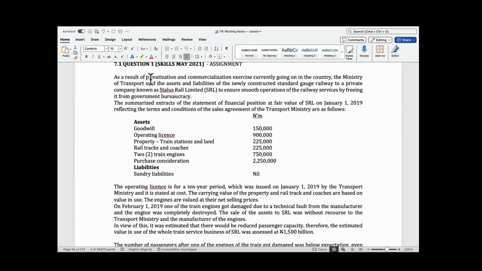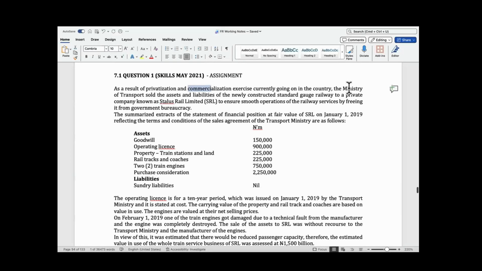So because the government is trying to privatize and commercialize some sectors in the country, the Ministry of Transport sold the assets and liabilities of a newly constructed standard gauge railway to a private company known as Stalus to ensure smooth operation of the railway. So the government sold a railway station to this company, Stalus.